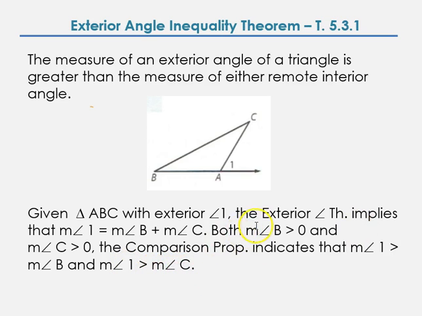Now, how do I know that both the measure of angle B is greater than 0 and the measure of angle C is greater than 0? When working with measurements or distances on real figures, your numerical values will be greater than 0.